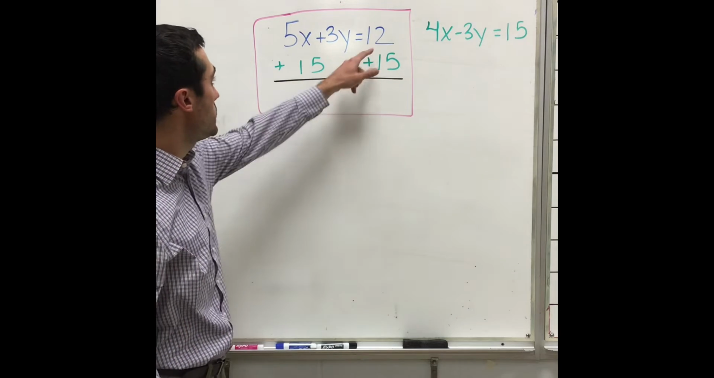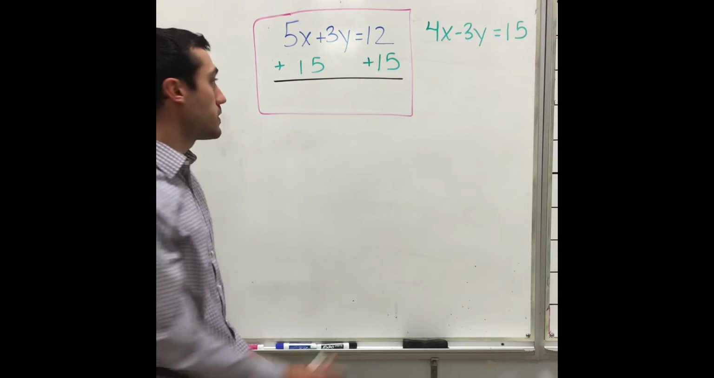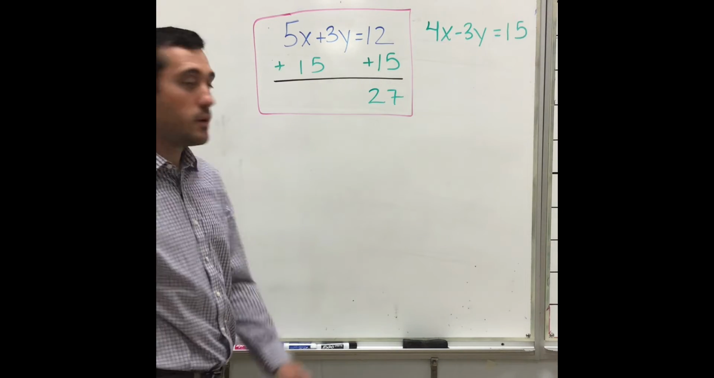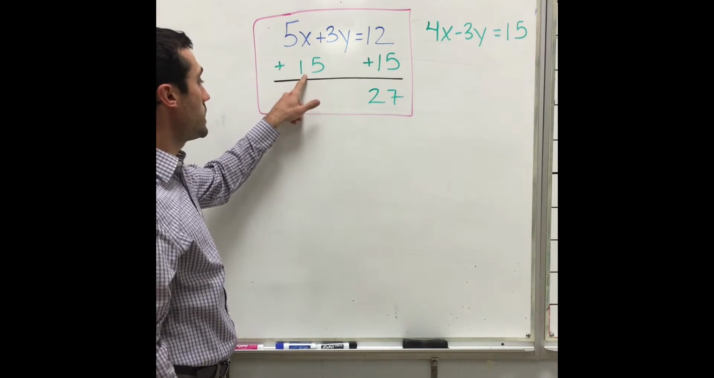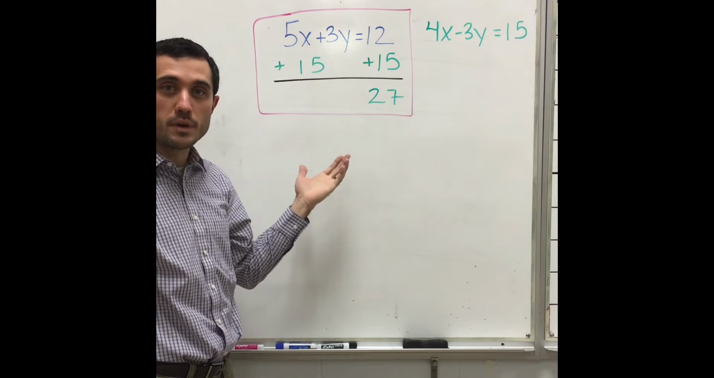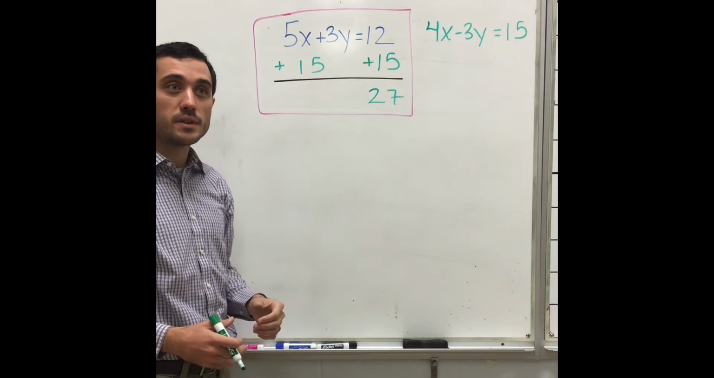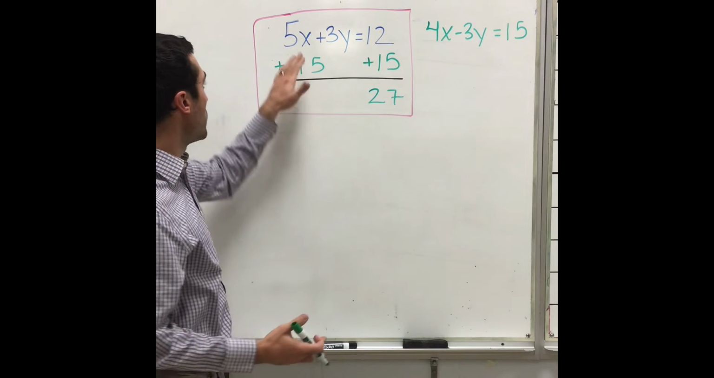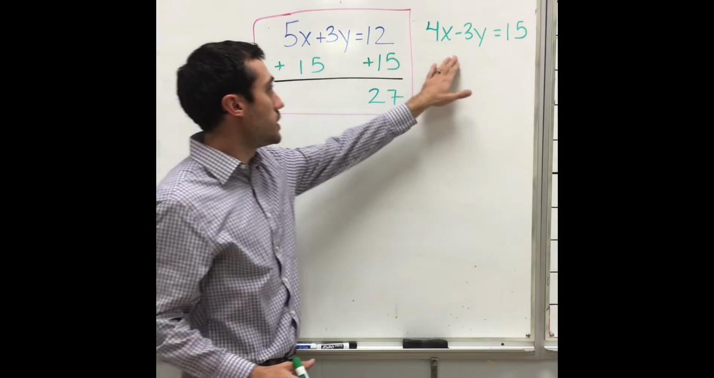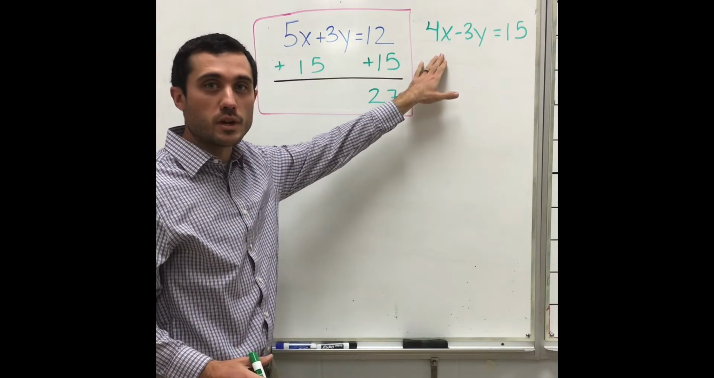However, we can see on the right-hand side, 12 and 15 are like terms. They're both number terms. That will make 27. However, on the left-hand side, 15 is a number term, but 5x and 3y are both variable terms. There are no like terms to combine. So what I need is something that is equal to 15, will allow me to combine with the 5x and the 3y terms, and that is where I'm going to use the equality statements in the second equation.